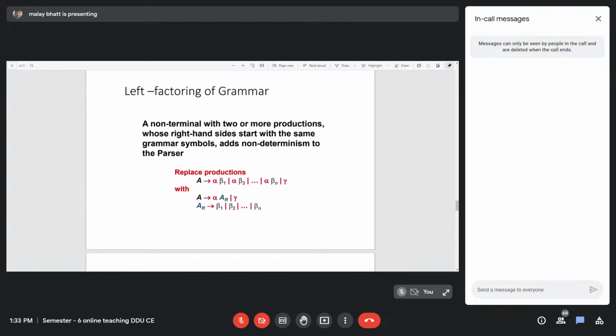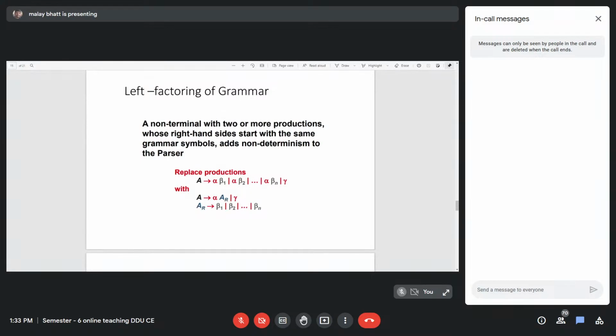Now what will happen? Because alpha is common, we cannot tell which rule will finally give us the derivation of the string. Should we use alpha beta 1, or alpha beta 2, or try alpha beta n? All of these n rules start with alpha. So it leads to non-determinism, right?